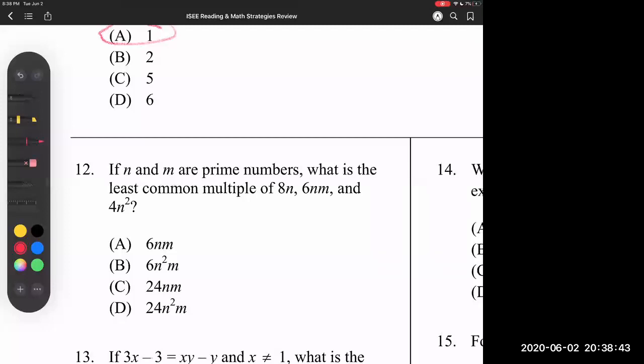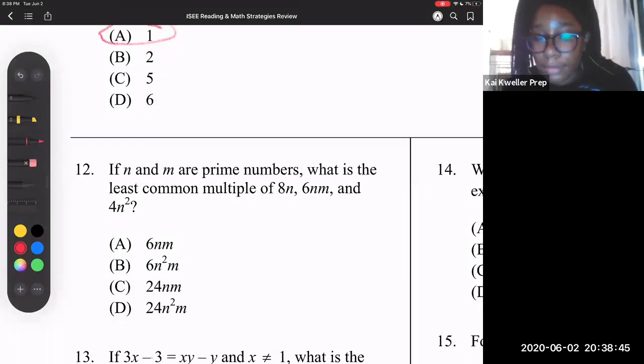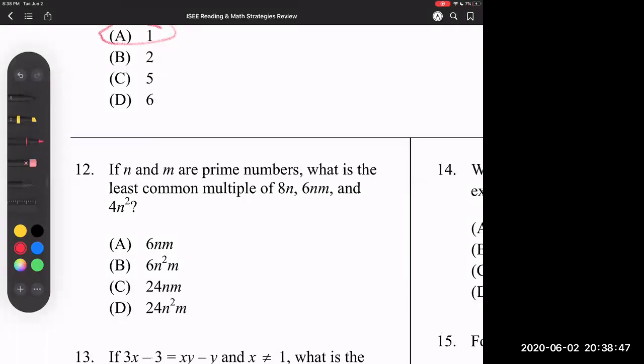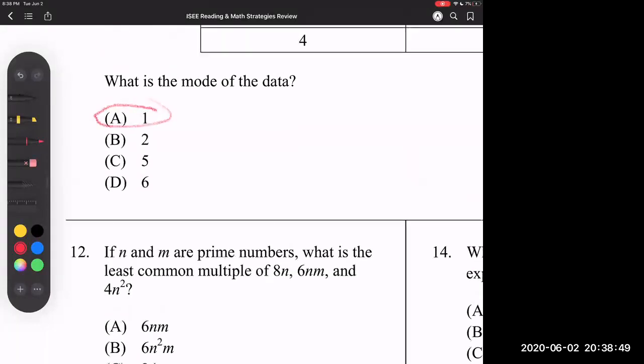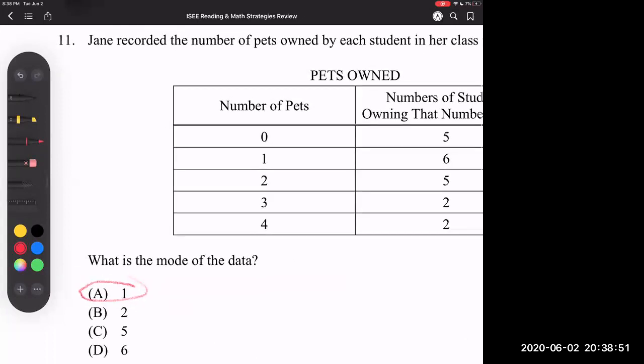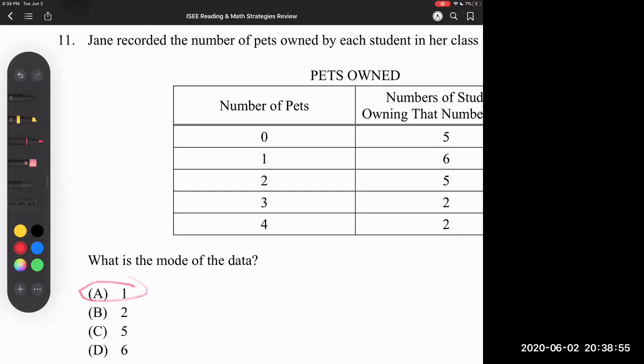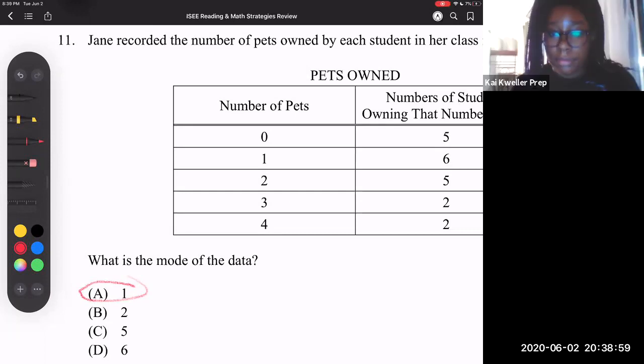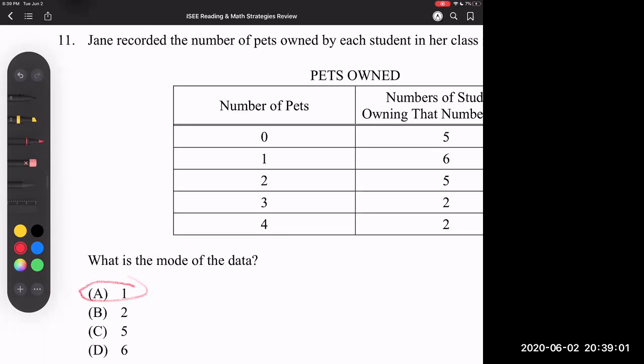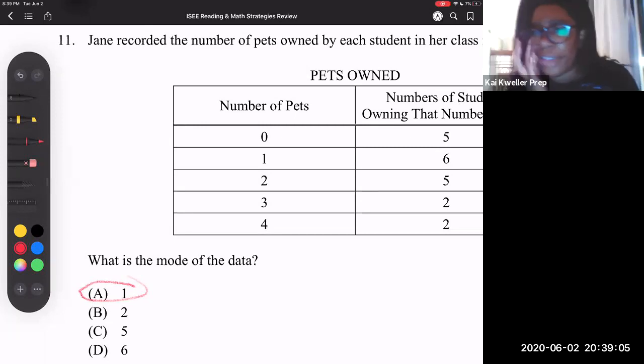Excuse me? Yes? I'm sorry to interrupt, but I think the last question was wrong. Go ahead. Why do you think the last question was wrong? Because there's six people that own one pet, right? Yeah. Then, okay, never mind. I'm sorry about that. It's okay. If you think something's wrong, please feel free.